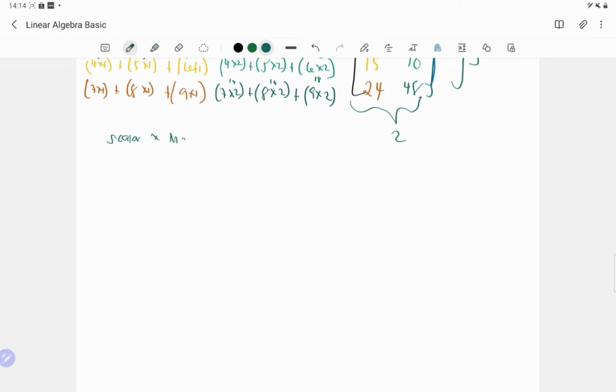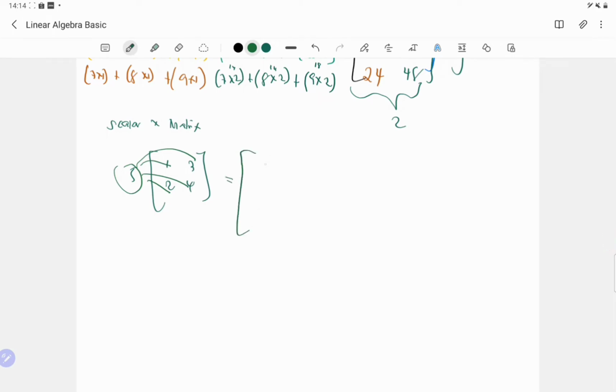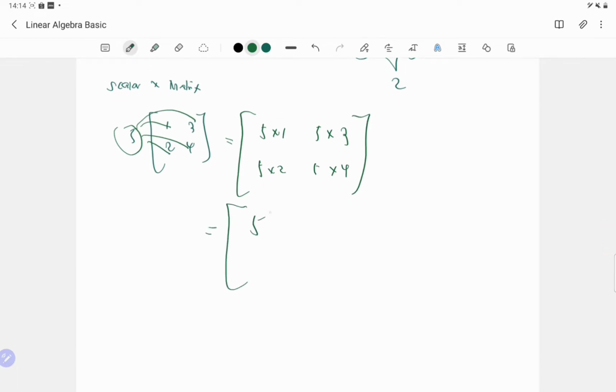Scalar times matrix. For example, some value like 5, and you have a matrix 1, 2, 3, 4. What it will do is just multiply each value. Okay? This one is like scaling, making it bigger, scaling by 5. So the output would be something like this: 5 times 1, 5 times 3, 5 times 2, and 5 times 4. Output would be 5, 15, 10, and 20. So this value is scaled up by 5.